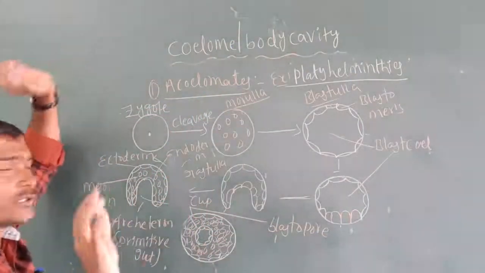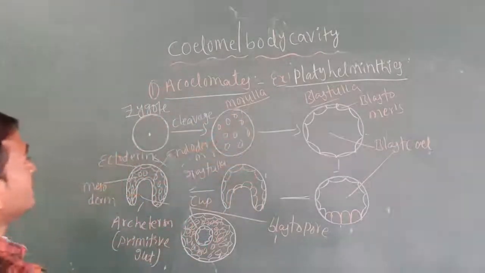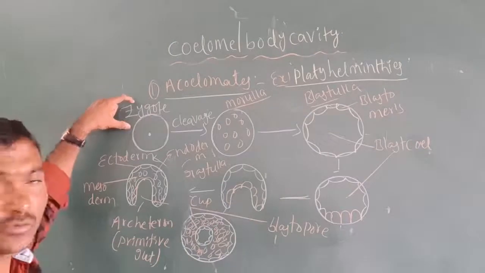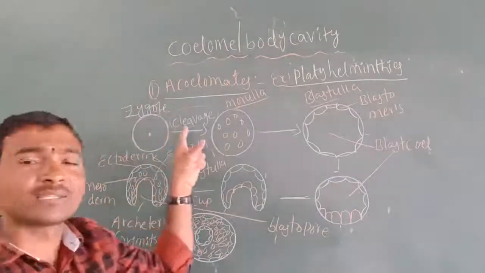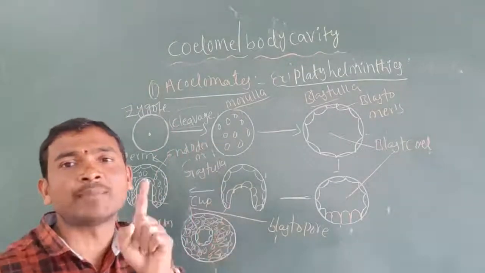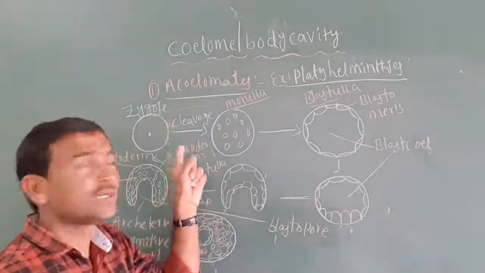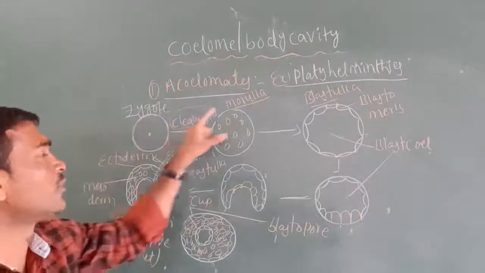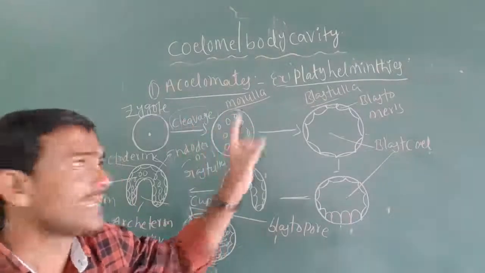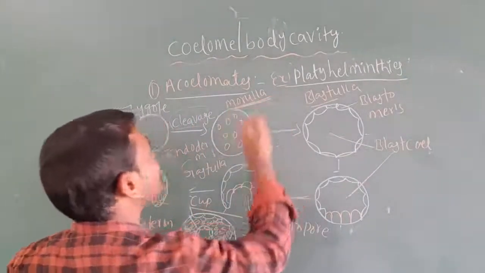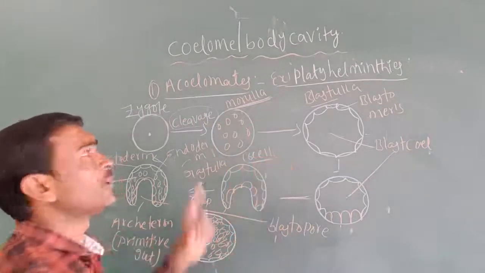During development, first there is a zygote. I have drawn the diagram. The zygote undergoes cleavage, which is nothing but early cell division of the embryo. One cell of the zygote becomes a number of cells. Up to the 16 cell stage is called the morula stage.